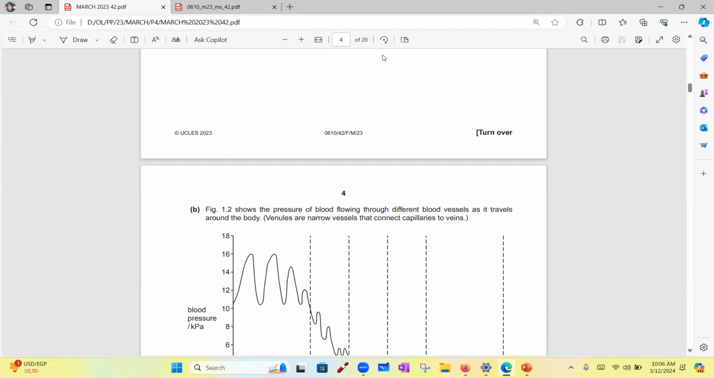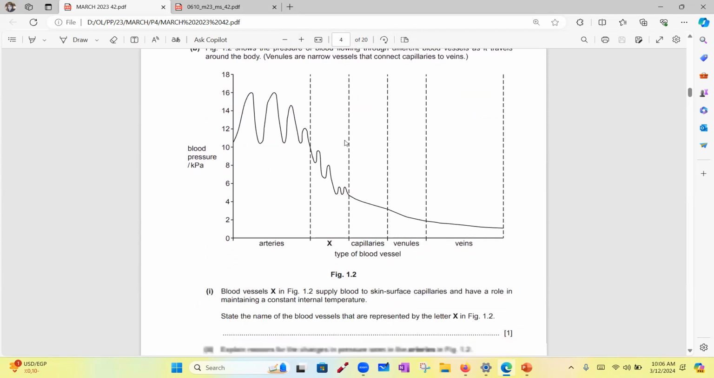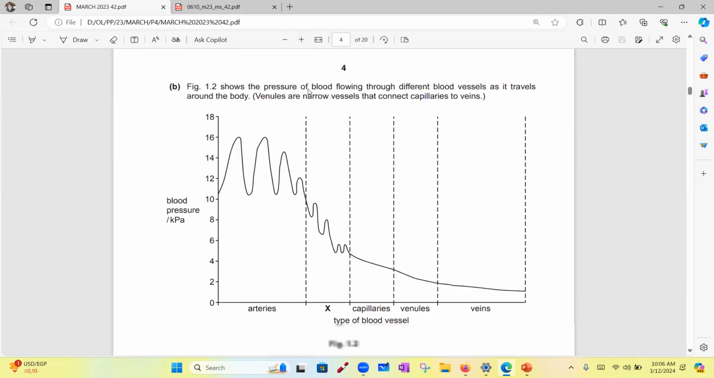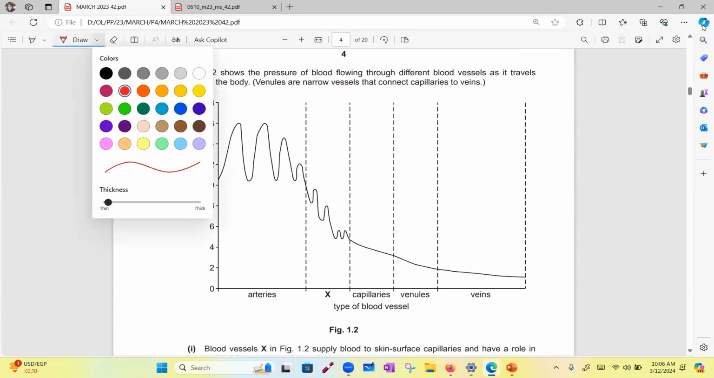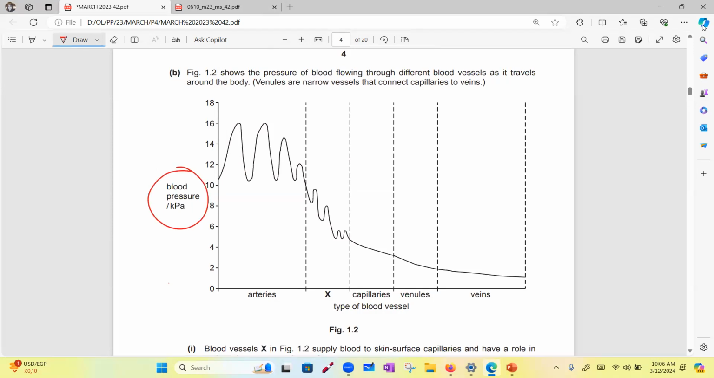The question here, B. You all have the question in front of you? Figure 1.2 shows the pressure of blood flowing through different blood vessels as it travels around the body. Venules are narrow vessels that connect capillaries to veins. On the x-axis, you have the type of the blood vessel, and on the y-axis, you have the blood pressure. Now you have arteries, followed by a smaller blood vessel, capillaries, venules, and veins. What is X? What's after arteries?